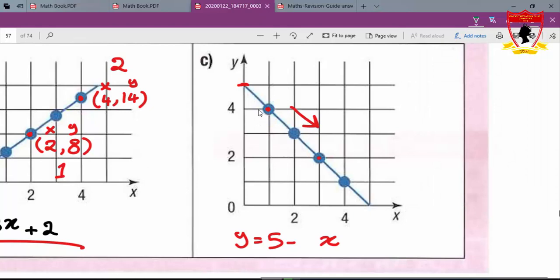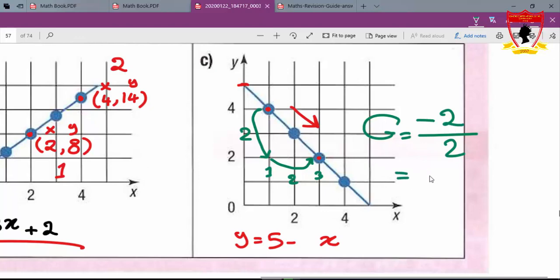Now if I go down from here, so I need 2 steps. From 4 to 2 is 2 steps, and here x is 1. When it comes here, x will be 3. On this line, x is 1. On this line, x is 3. Between them is 2 steps. So the gradient will be 2 over 2. But as you see, the line is going down, it's decreasing. It must be negative 2 over 2. That gives negative 1. The gradient is negative 1.